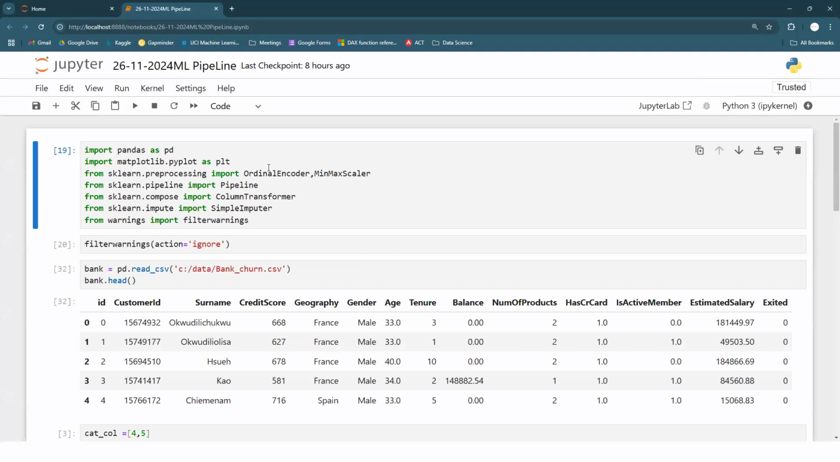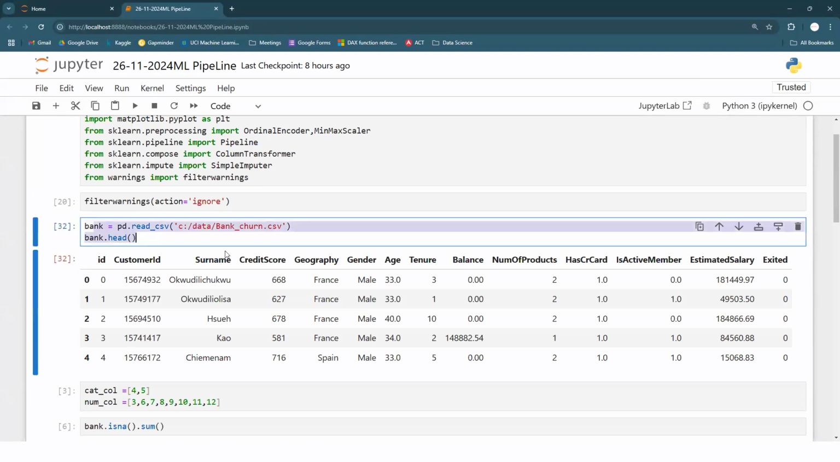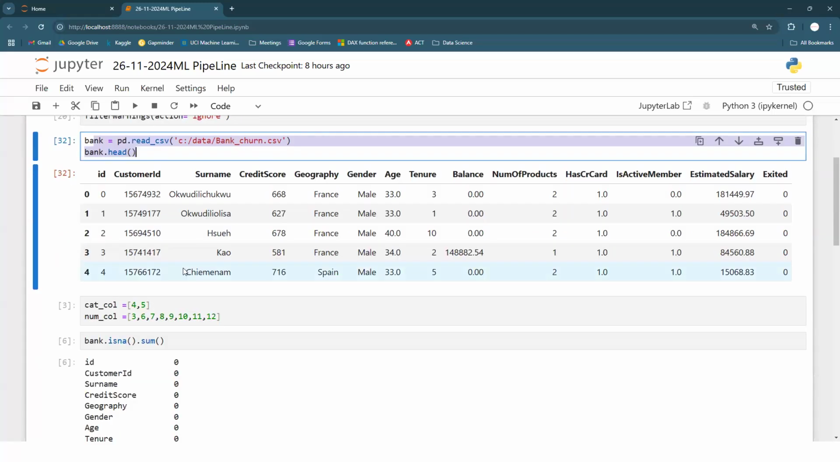Just an example, guys. Don't worry. You may not be able to understand that, but at least we can see. I am loading the data, guys. Can you see? I am loading a data set called bank churn.csv. How am I reading the data? Just two lines of code.